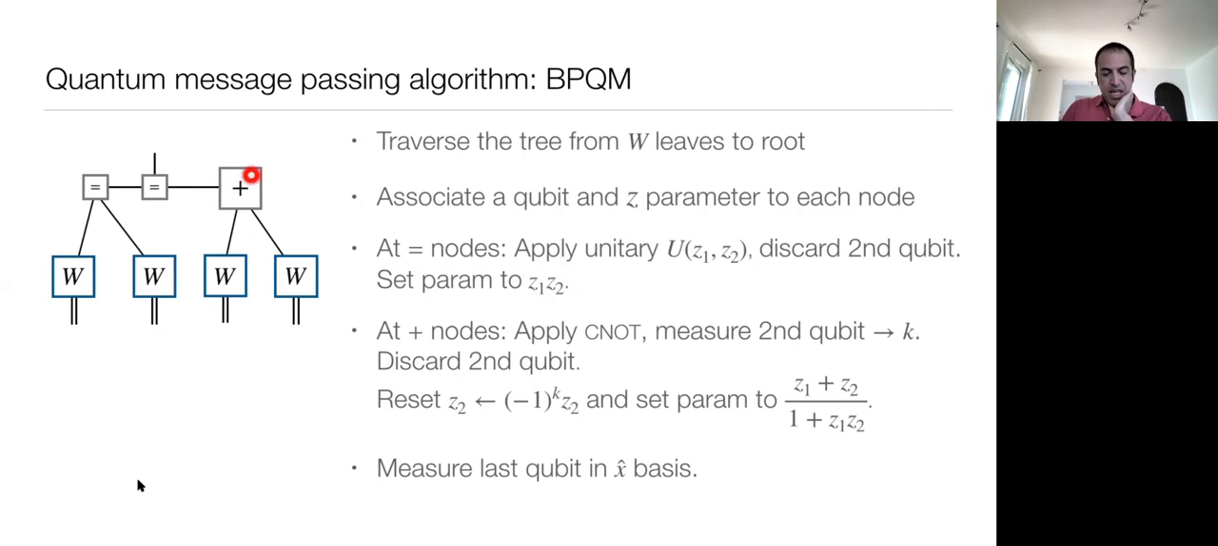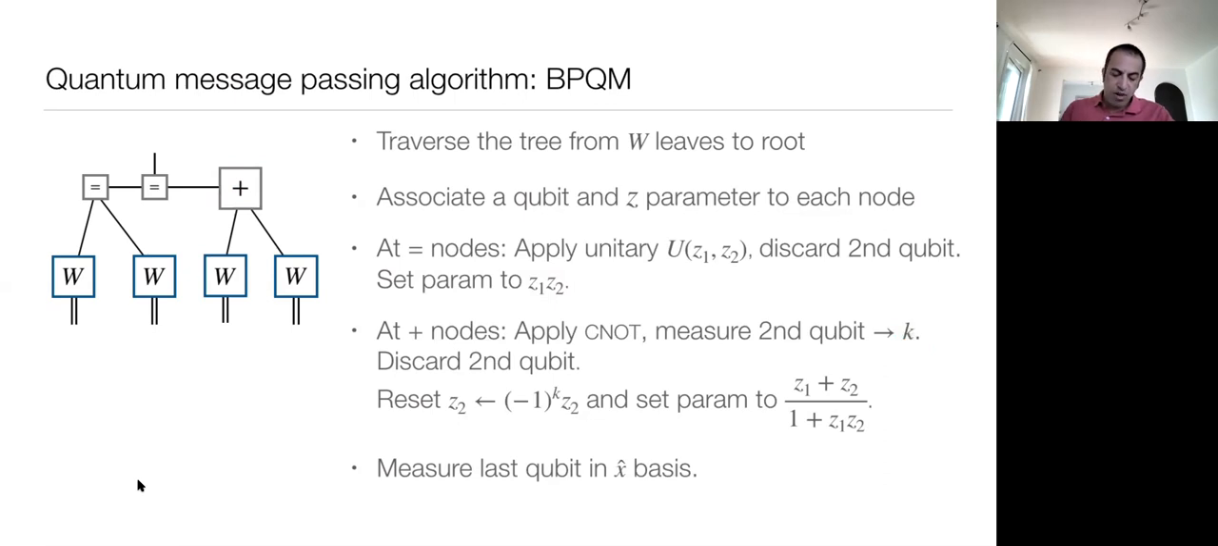Something different is happening at the plus nodes, or these are actually called the check nodes because they enforce the parity checks. To the two qubits, we're going to apply a CNOT. We're going to measure the second qubit, the target, in the standard basis and get some result, call it K. Then we're going to discard that qubit that we measured. So this node is going to take the control qubit at the end of the CNOT.